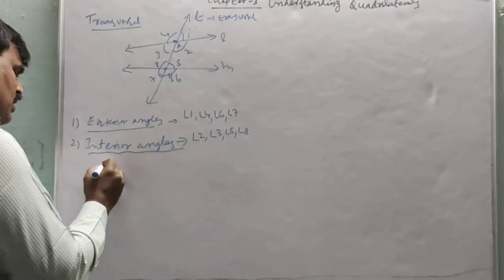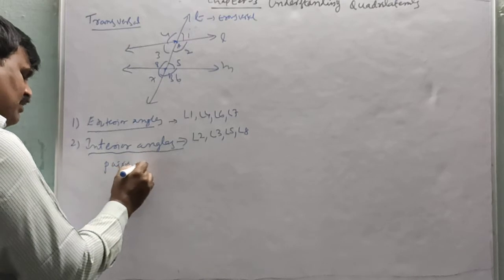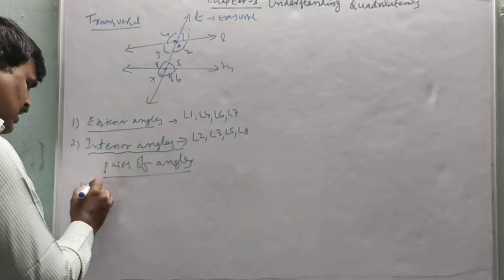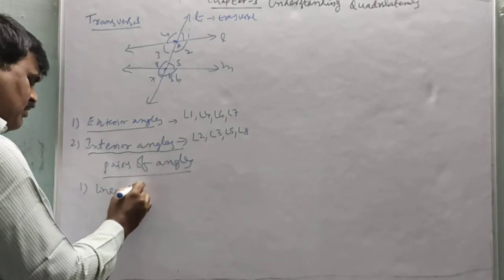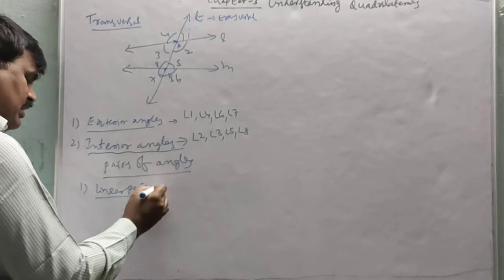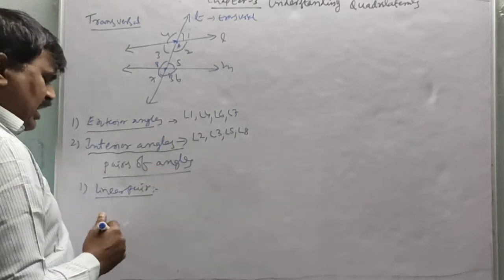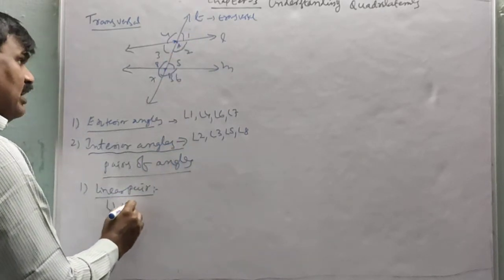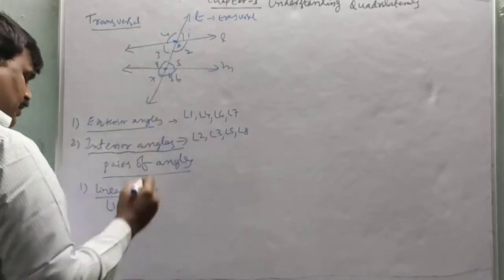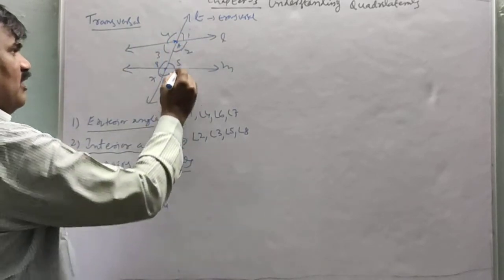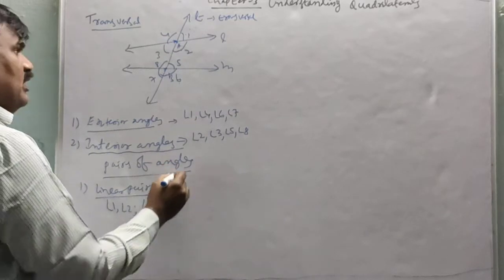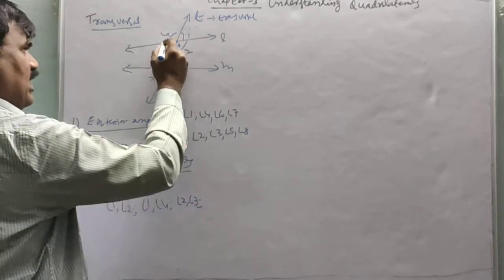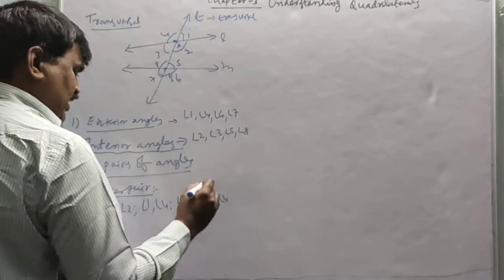Next I am coming to pairs of angles. Pairs means two angles. What are the pairs we have here? Now the first pair is linear pair. Linear pair means the angles which are adjacent and which are on the line. So they form a straight line. Now what are the pairs of linear pair? Angle 1, angle 2 is a linear pair. Angle 1, angle 4 linear pair. Next, angle 2, angle 3 linear pair. Next, angle 3, angle 4 linear pair.